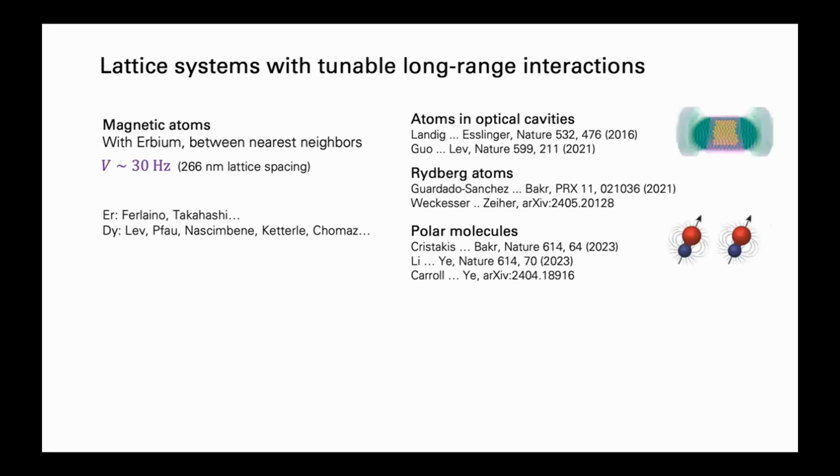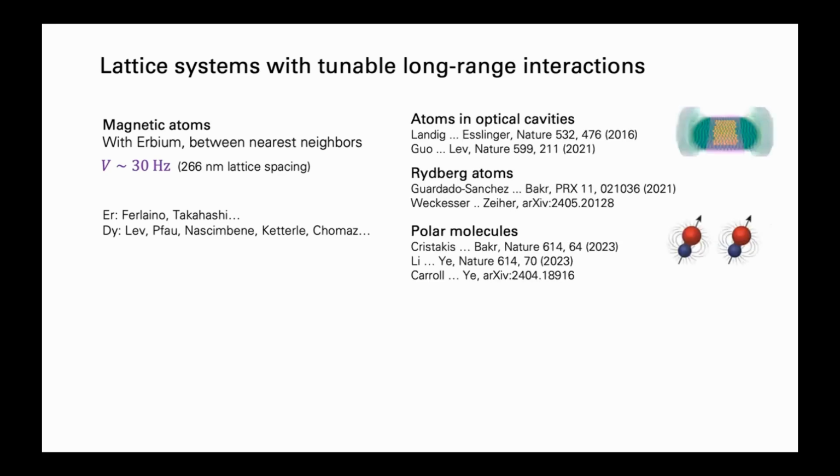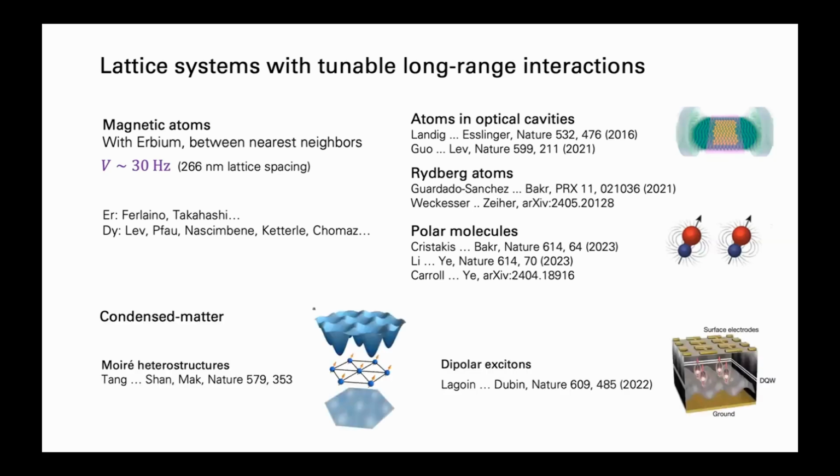But the question remained, can we then bring it into a regime where this interaction will be dominant? There are other approaches, like optical cavities, Rydberg atoms, polar molecules, but so far these other platforms have not really gotten into the regime where you can do strongly correlated physics at low entropies. And it's particularly interesting to study these models, of course, because these kinds of longer range interactions play an important role, for example, in moire materials or excitonic materials. So there's a very nice connection between condensed matter physics and the kind of quantum simulations we can do.